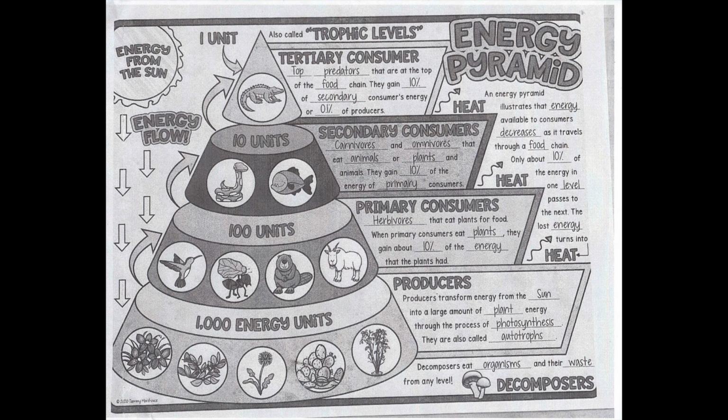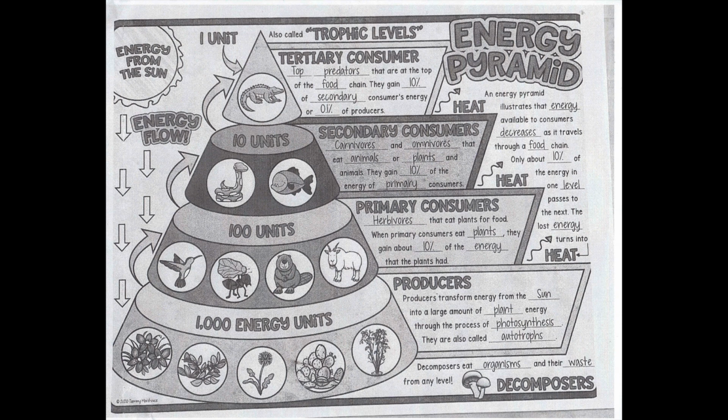For example, in an ecosystem, if 1,000 units are gained from the sun, the producers or plants would get all of the energy from the sun, all 1,000 energy units. The herbivores, or the primary consumers that eat the producers, would only receive 100 units of energy.